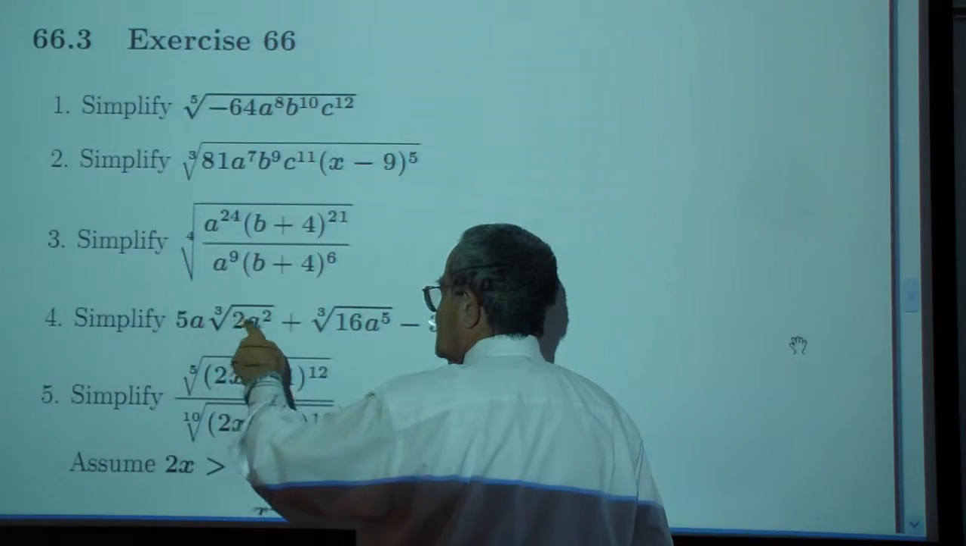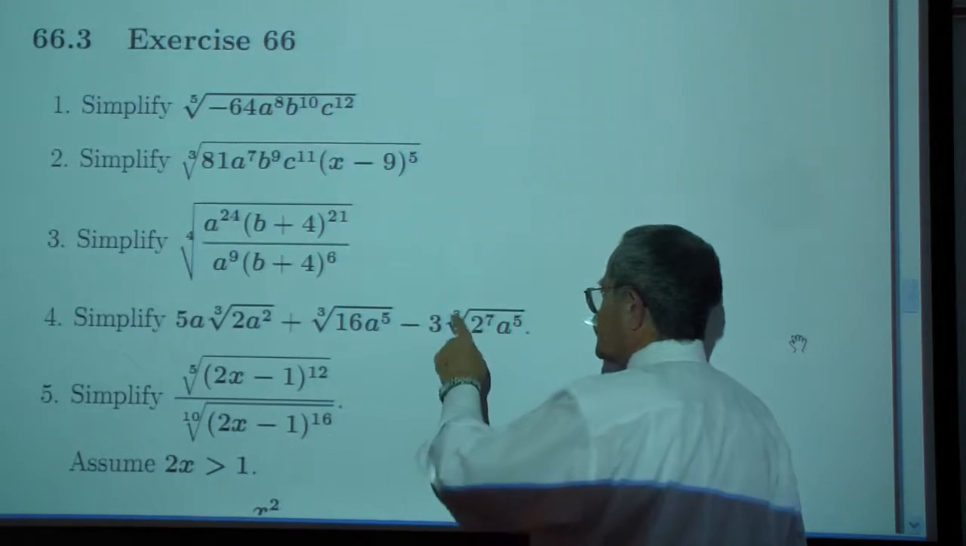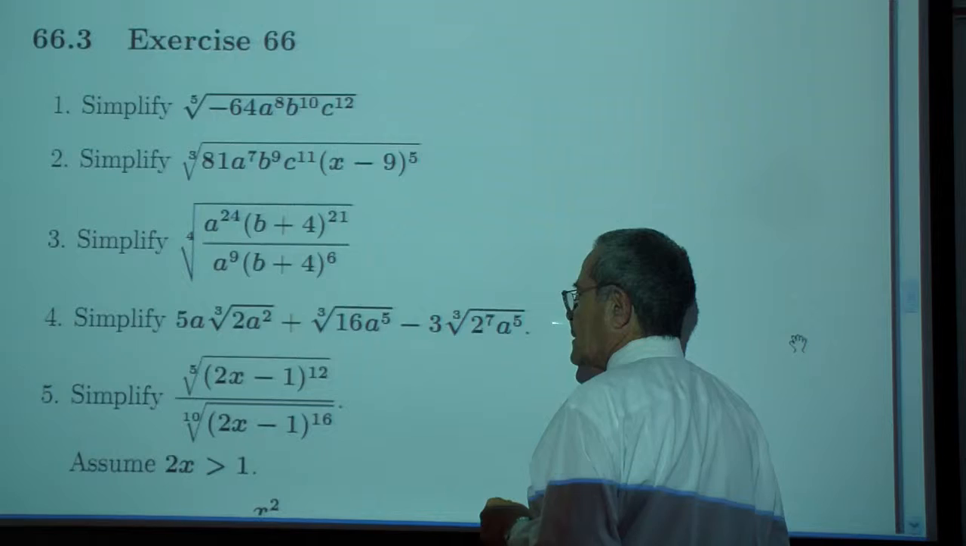Simplify 5a, cube root of 2a squared, cube root of 16a to the 5, minus 3 times the cube root of 2 to the 7, a to the 5.